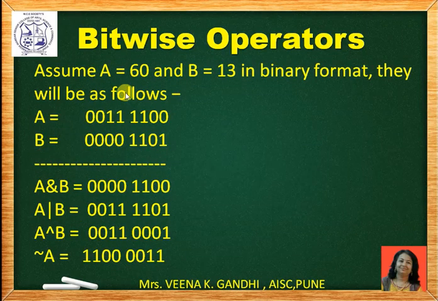Let us take an example, A equal to 60 and B equal to 13 in binary format. First we see the operation bitwise AND, A and B. So 0 and 1, 0. 0 and 0, 0. 1 and 1, both the bits are set, so the result will be 1. 1 and 1, 1. 1 and 0, 0. 1 and 0, 0. 0 and 0, 0. 0 and 0, 0.